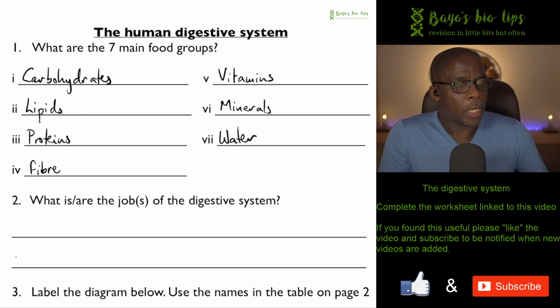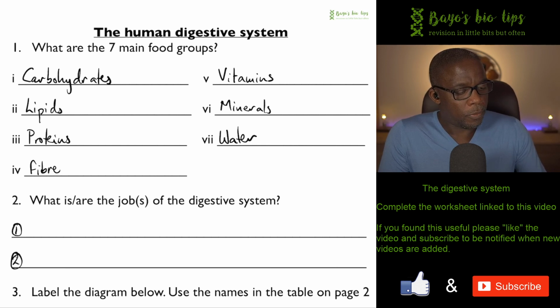Once you've broken down food, you need to have enough of each of these to actually be healthy. And that's what we describe as a balanced diet. But how do we absorb all of this stuff? That's where the digestive system comes in. So let's list the 2 main jobs of the digestive system.